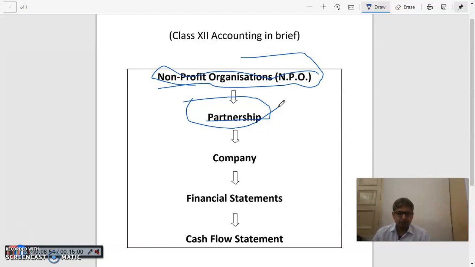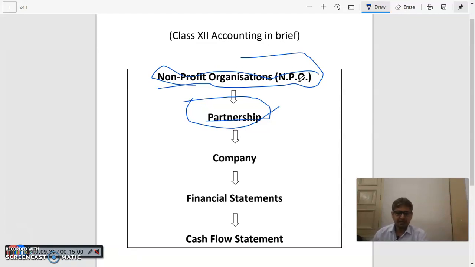But in a partnership firm, obviously we are business oriented, and in NPO we were not business oriented. So we moved from the first level to the second level. First we were not business oriented, second we were business oriented, and we opened a small firm. Partnership is a kind of small business, because an unlimited number of people cannot join such a business. A partnership firm can include only a limited number of partners.